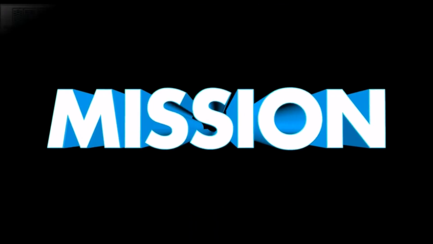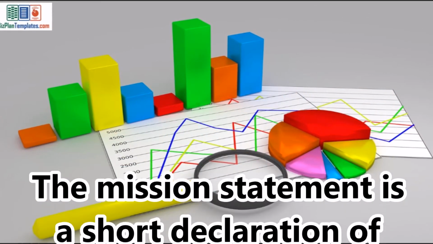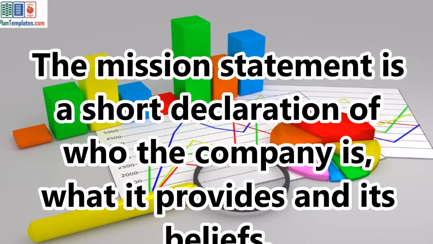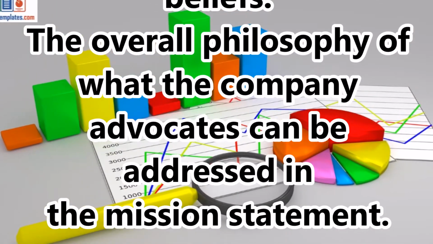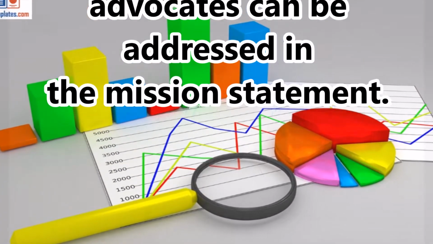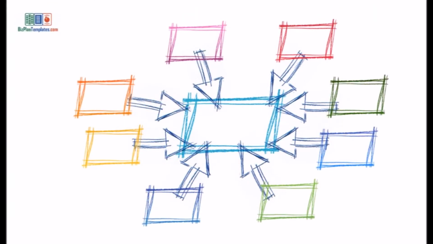The next subheading in the Executive Summary is the Mission Statement. The mission statement is a short declaration of who the company is, what it provides, and its beliefs. The overall philosophy of what the company advocates can be addressed in the mission statement.